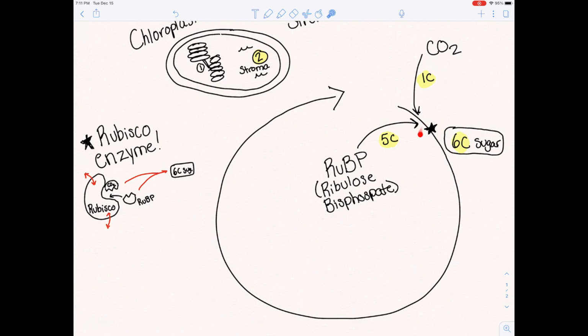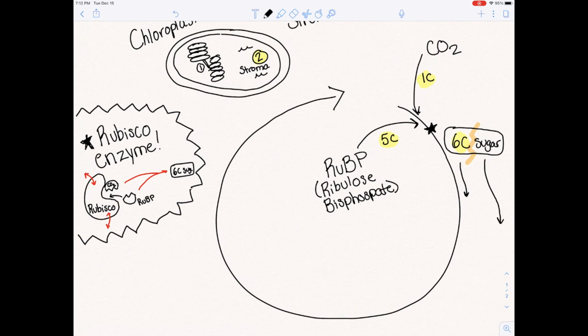So I put a little star here on the cycle. It connects to the star over here, and this is just our little marginal note. Let's continue along our cycle. After being formed, this 6-carbon sugar is going to be split in 2. It's going to separate into 2 3-carbon sugars.